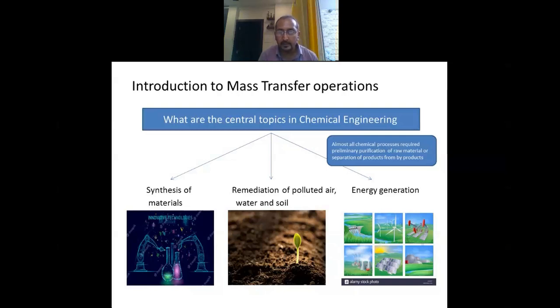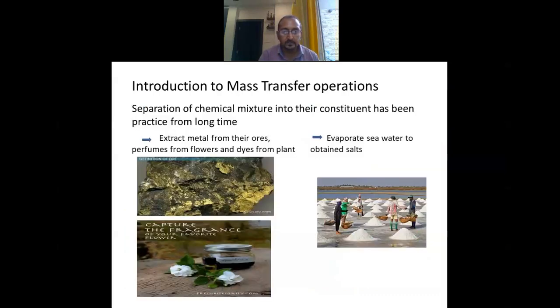And energy. All chemical processes require energy in one form or another. So all processes will need energy. And even in energy generation, the chemical process engineer has a great role to play, like in solar energy or in nuclear energy. So we have a great role to play in energy generation also.